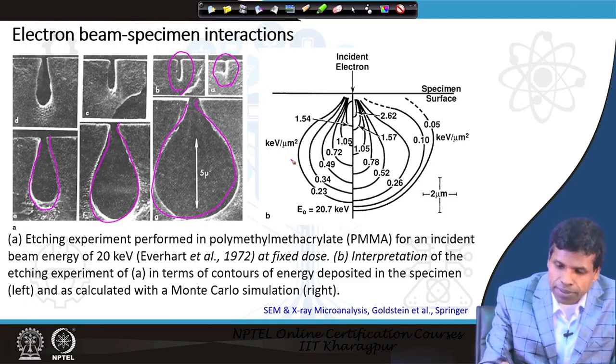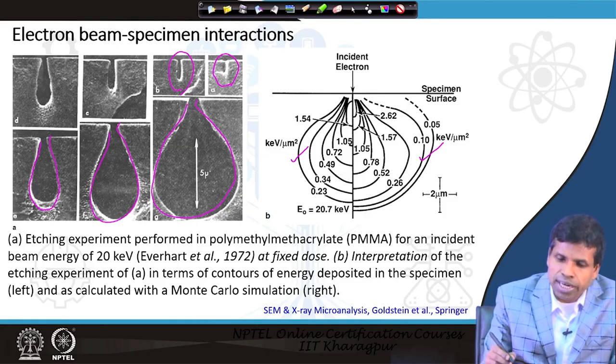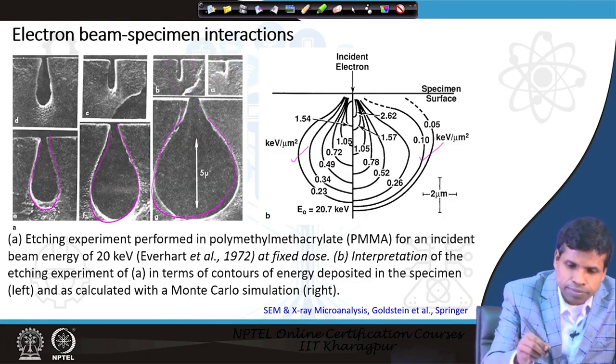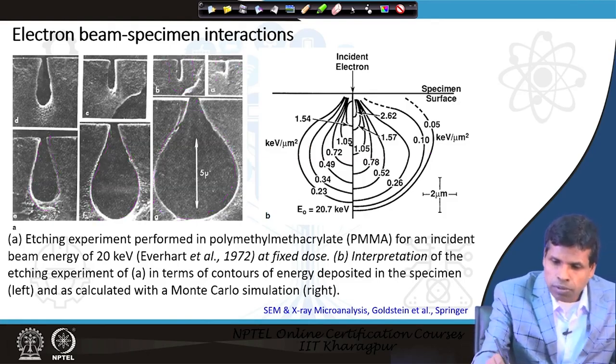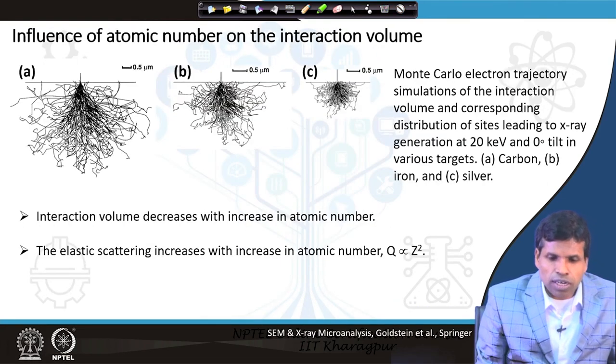So, this is the left side, where the incident electron energy is experimentally determined. On the right side, you see here the Monte Carlo simulation graph of the energy of the incident electrons when they penetrate deeper into the specimen.